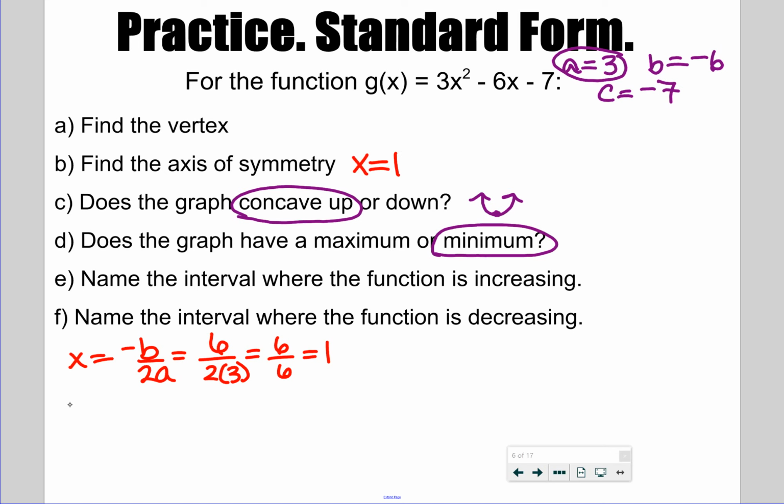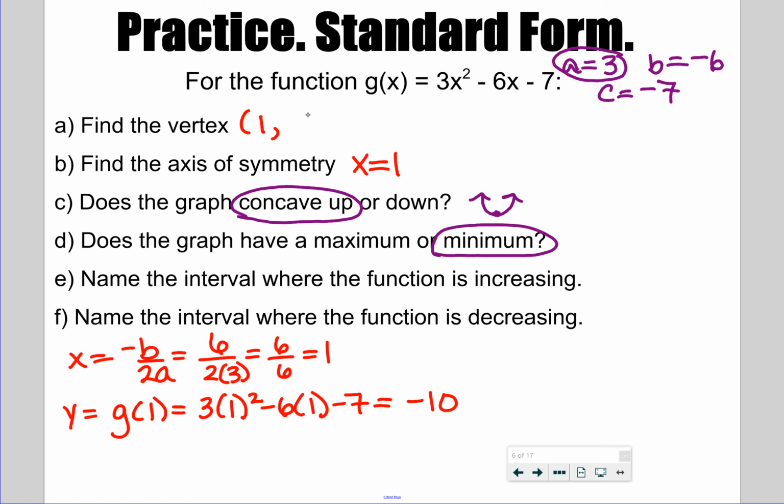To take it a step further, to find the y that goes with that, you can plug 1 into the function, and this is function g, so we'll say g of 1. 3 times 1 squared minus 6 times 1 minus 7. That's going to give me 3 minus 6 minus 7, which is -10. So my vertex is the point, and again here it's a low point on the graph, minimum, 1, -10.